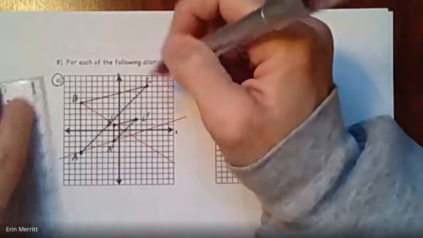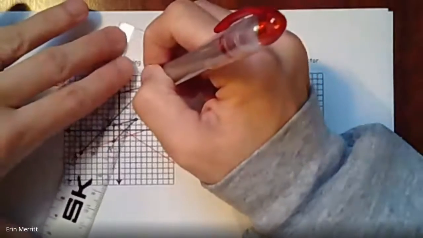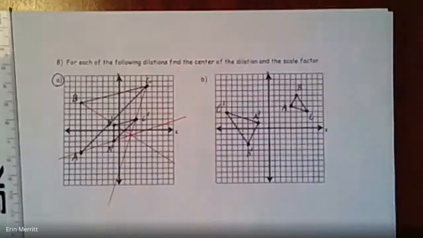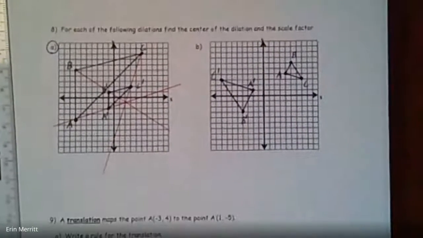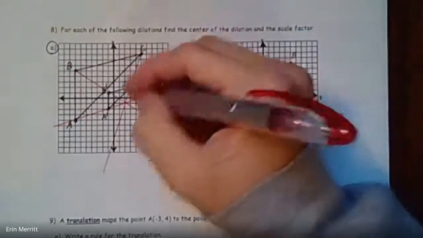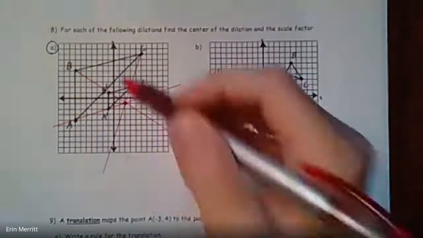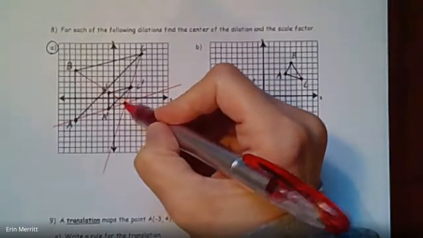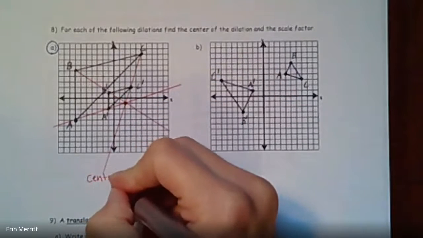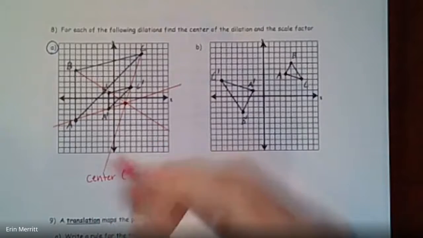So A to A prime, B to B prime, and C to C prime should all cross in 1 point, meaning that they're concurrent at that 1 point. And that on my graph is the point (2, -1). So my center is (2, -1).